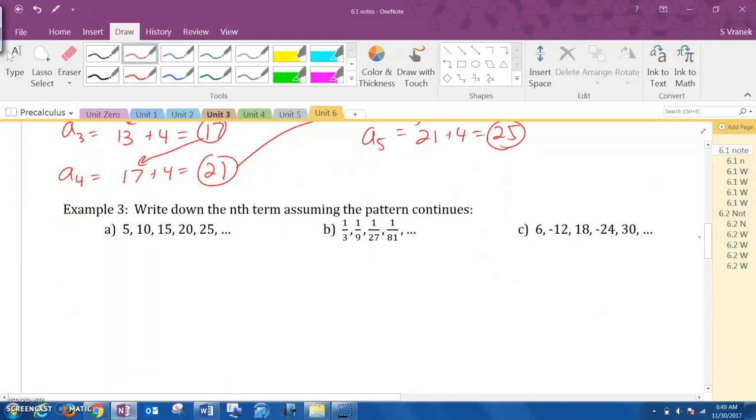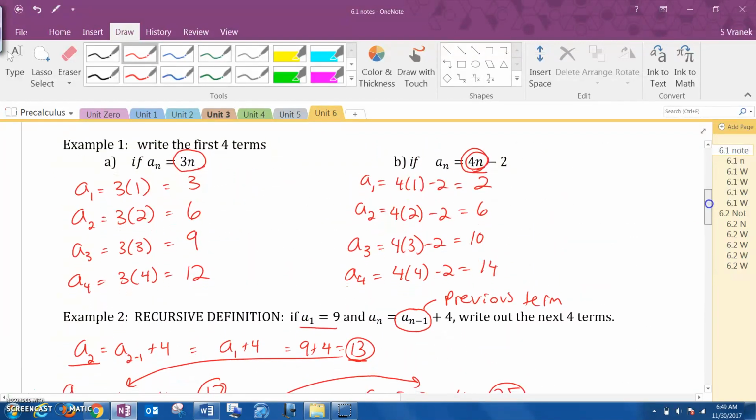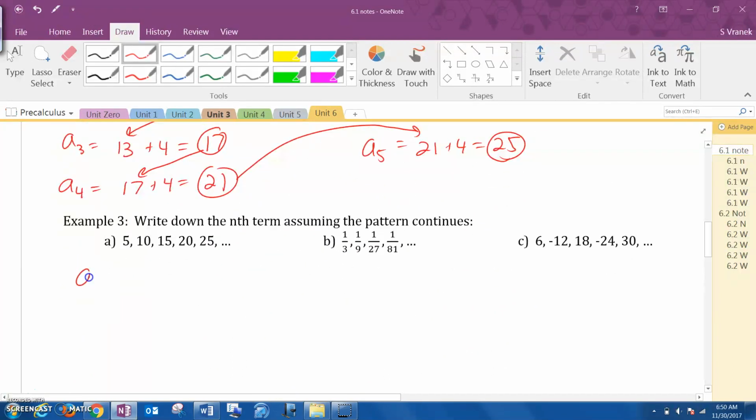Write down the nth term. This is probably the hardest thing you guys are going to do. You have to figure out how to write the nth term formula. Kind of like example 1, where it was written as an nth term formula. So we need A sub n equals. Well, if you guys notice, this is the first term, this is the second term, this is the third term, this is the fourth term, this is the fifth term.